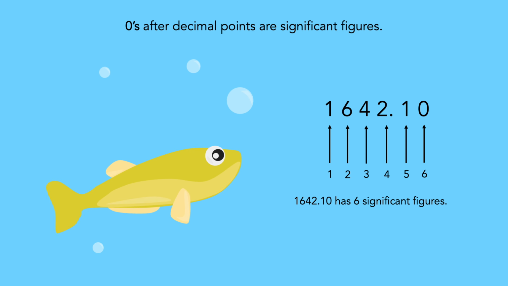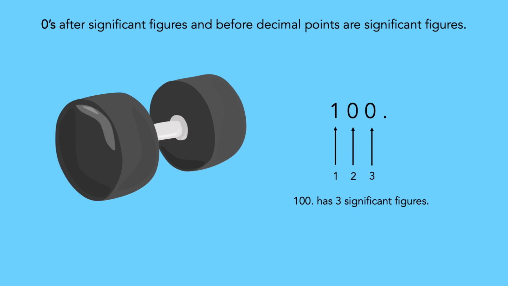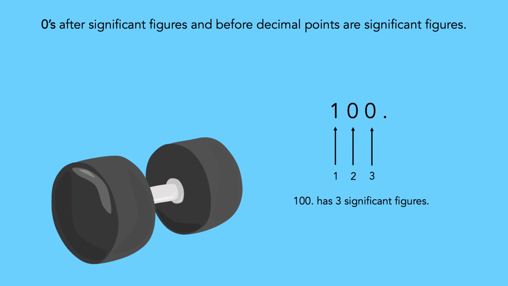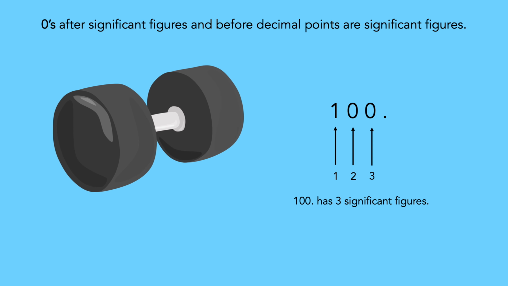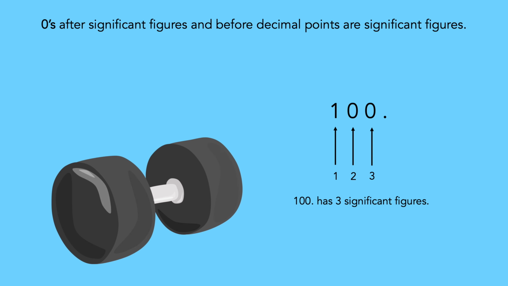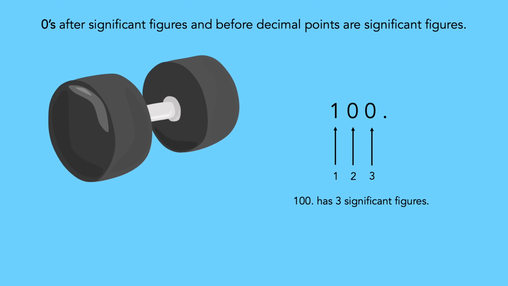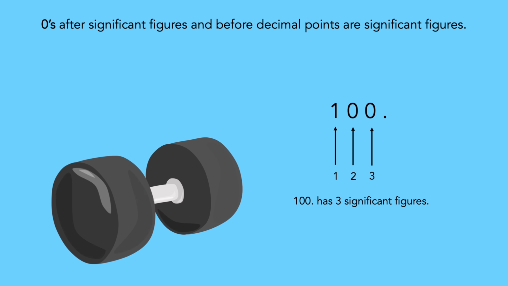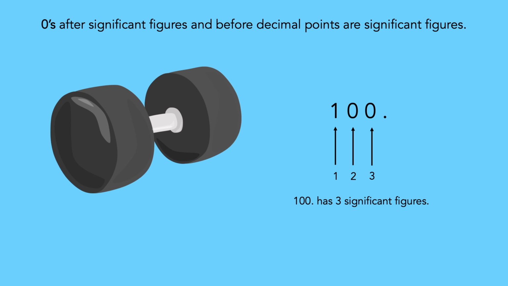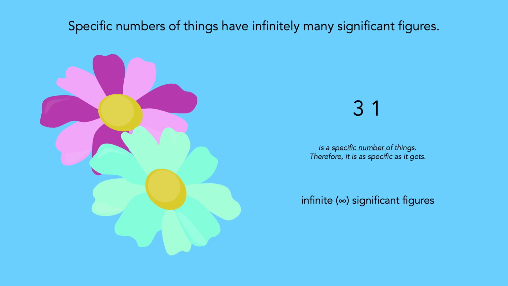Furthermore, if you have a measurement with a decimal point at the end, like this, 100. pounds, then the zeros would count as significant figures. The decimal point at the end signifies that this measurement was not measured only to the hundreds digit, but rather to the ones digit. One last point is that if something is a specific number, like 31 flowers, there would be infinite significant figures. The number is as accurate as it can get.